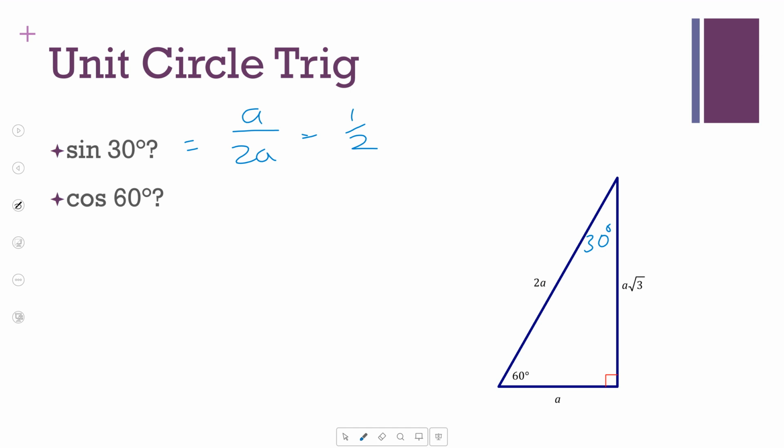Okay, that having been said, what's the cosine of 60? Same thing. How about the sine of 60? Let's try that one. 0.8. Nope, calculator no good here. I want an exact answer.